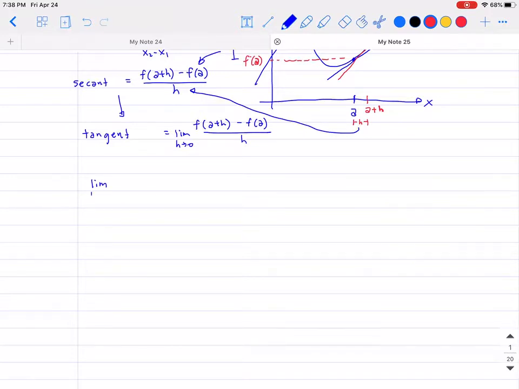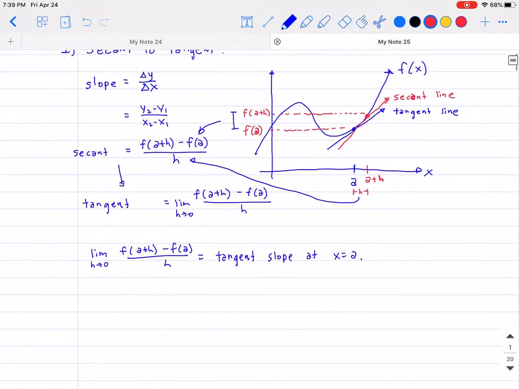So let me go ahead and write out the following. The limit as h approaches 0 of f of a plus h minus f of a, all divided by h. So that is going to be the tangent slope at x equals a.